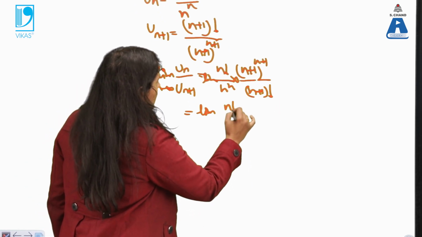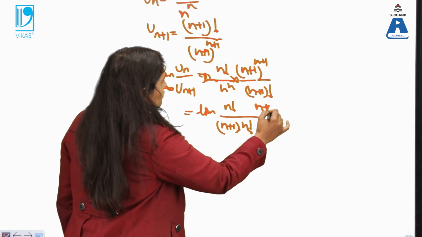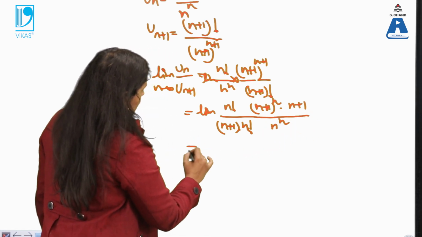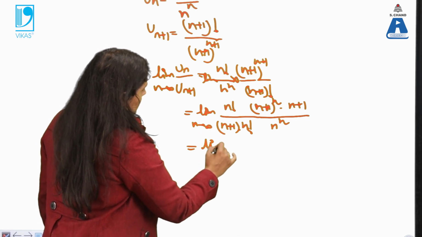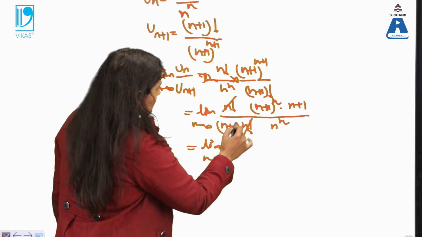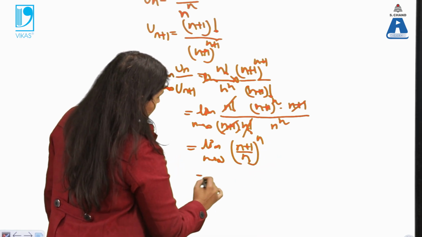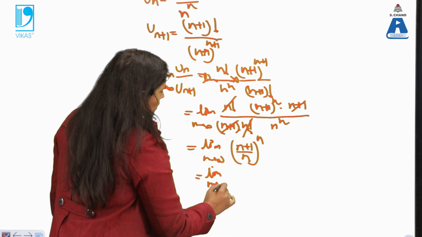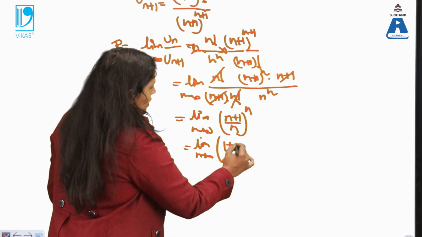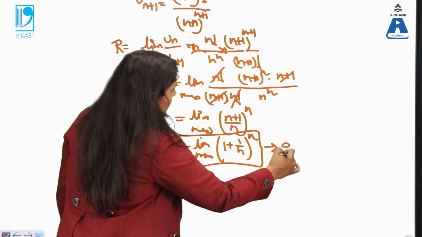So, n factorial upon (n+1) factorial into n to the power n, into (n+1) whole power n upon n factorial. So, this gets cancelled and this gets cancelled. We are left with (n+1). I am combining the powers now. Anyhow, this is an indeterminate form, but I have already told you this limit: it is basically (1 + 1/n) to the power n, and this limit formula is e.